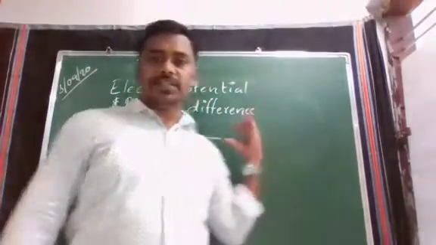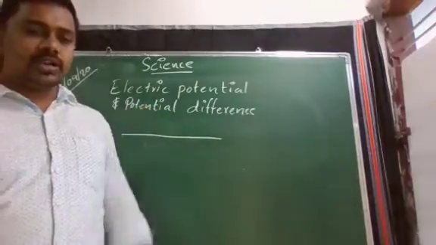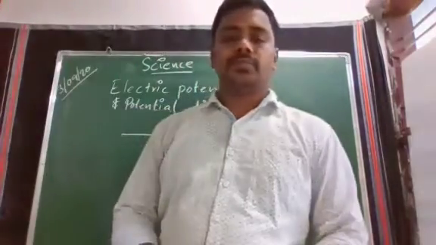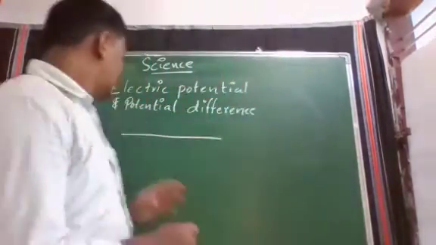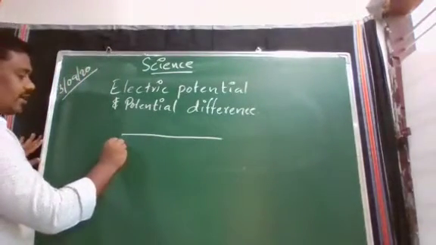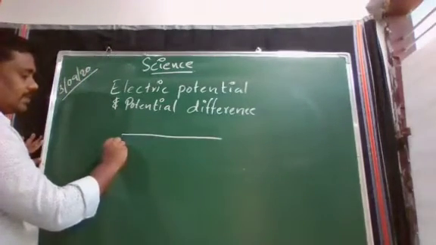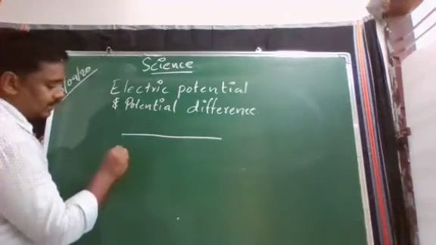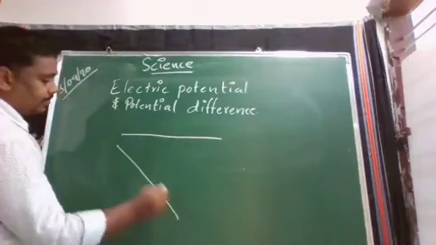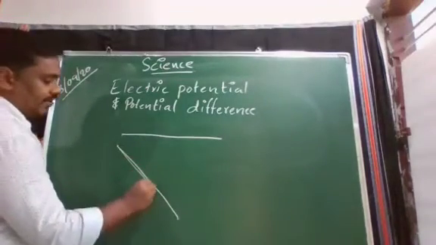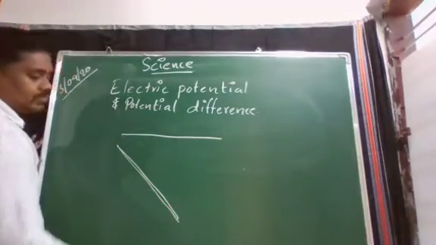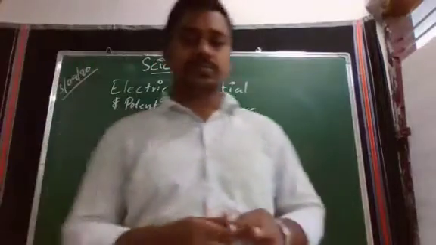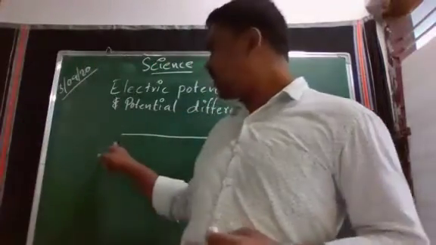Or else, in one case, one end of the pipe is kept at this height and the other end is kept at this height. What will happen? A pressure is there, and the water will flow down. Yes or no? It will flow from the higher end to the lower end of the tube.